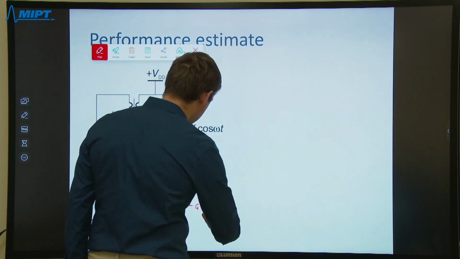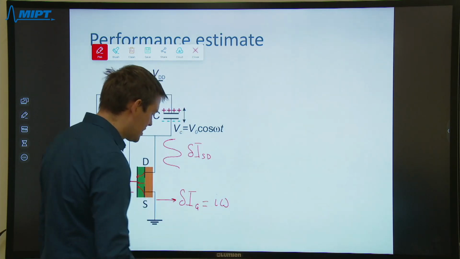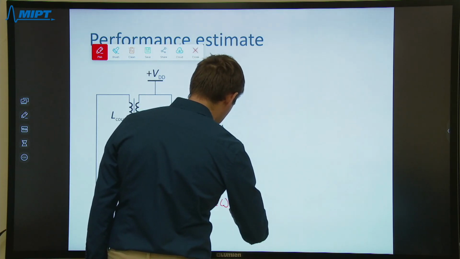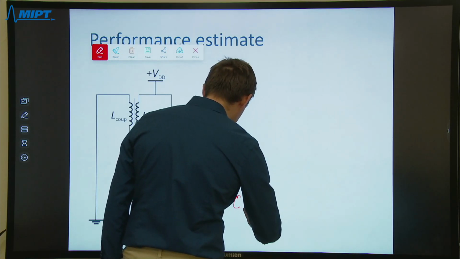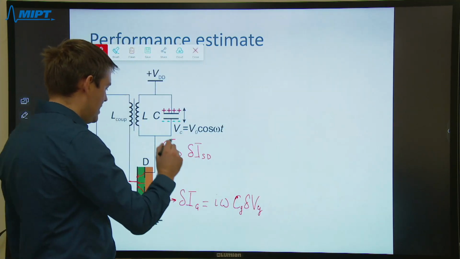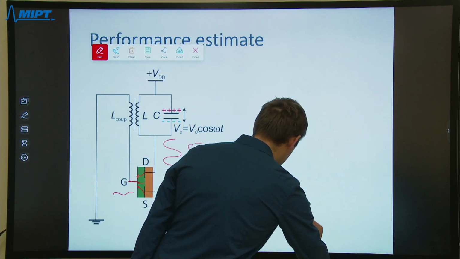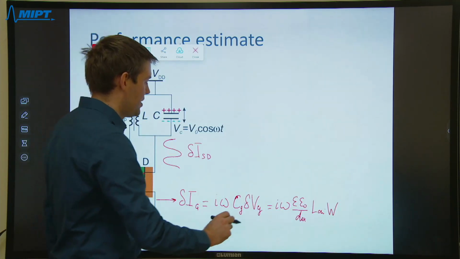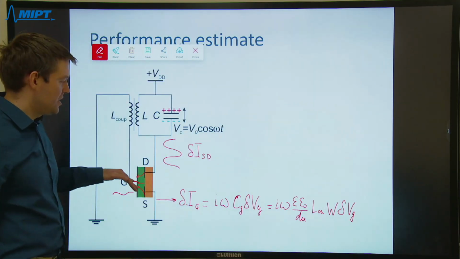So the current that is flowing to the gate at finite frequency is the conductance of the capacitor, which is i omega multiplied by total capacitance and multiplied by the gate voltage, and we can write it in extended form like i omega epsilon epsilon 0 divided by oxide thickness multiplied by channel length and multiplied by channel width. This is the useless current that goes into the drain circuit.